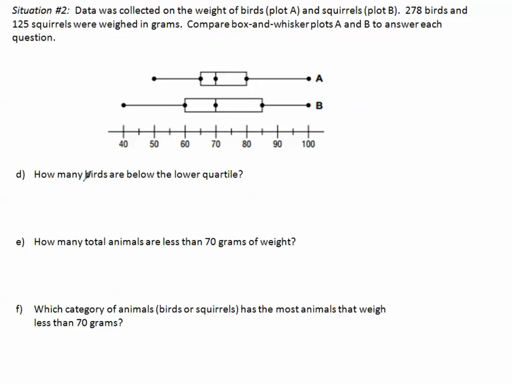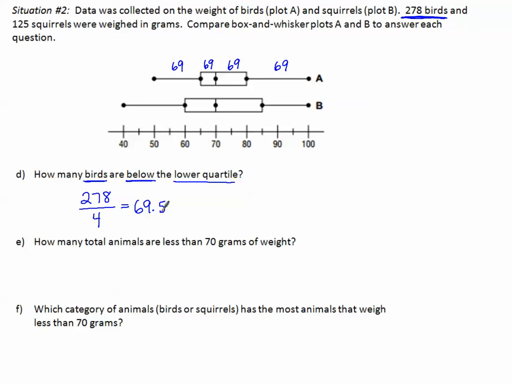D. How many birds are below the lower quartile? So remember, birds is plot A, and there are 278 birds altogether. So if we're looking for the number of birds in a particular section, we have to divide the total amount by the number of sections. And there are four sections, 1, 2, 3, 4, four quartiles. So we're going to divide that by 4 and we get 69.5. That means we have 69 here and 69 here and 69 here and 69 here.